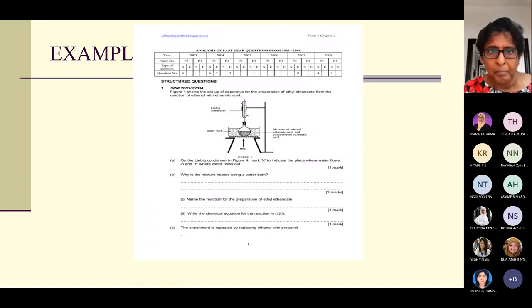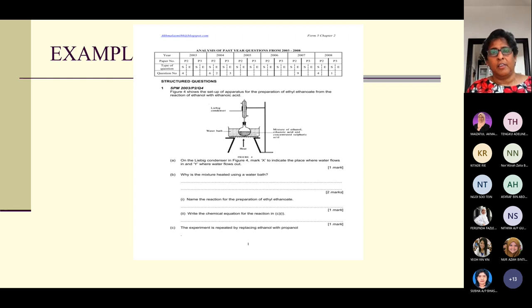So we stopped here. Everybody is seeing an SPM question. I'm just showing an example. Sometimes when we analyze questions, if you look at this question, it's an apparatus set up for preparation, and then condenser, Liebig, water bath, reaction, chemical equation. A person who is not a chemistry major might look at this and think, oh, it's away from me. The question is set in a laboratory kind of aspect.